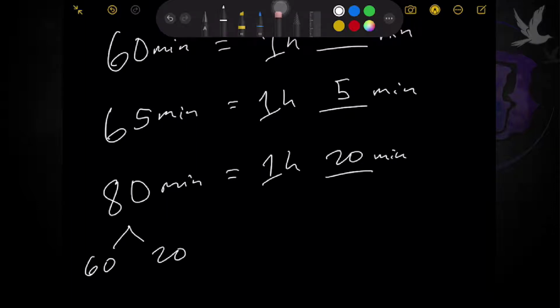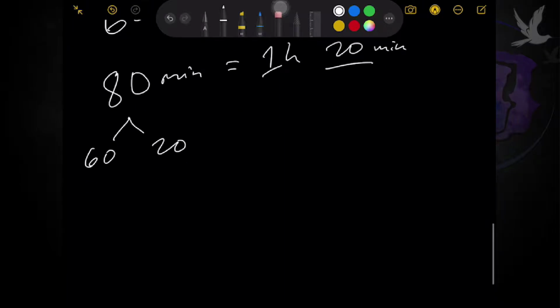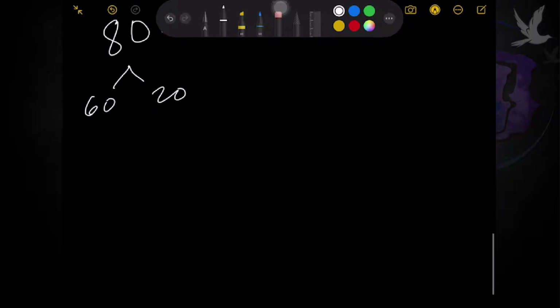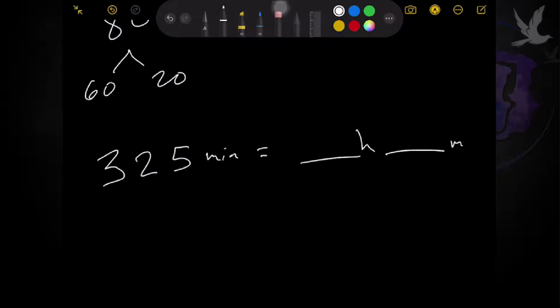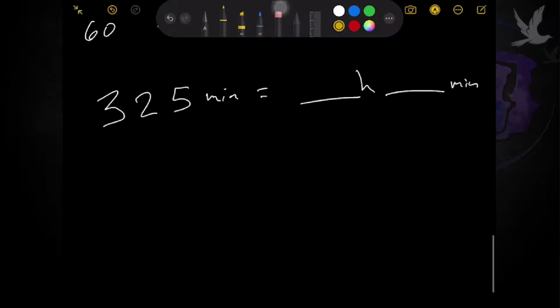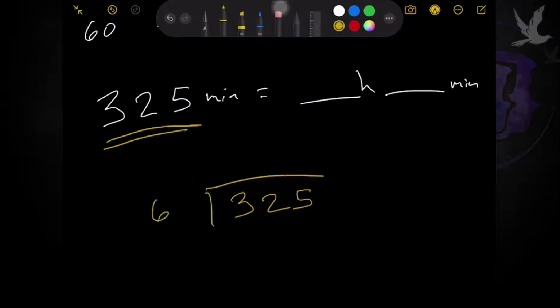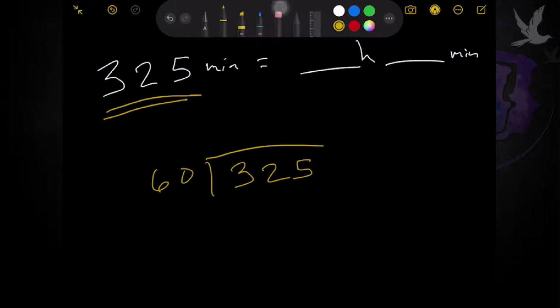So what if the number goes bigger? Same lang, i-divide nyo lang talaga yan by 60, technically. Okay? So, kunwari you have a random number which is, let's say, 325. So, 325 minutes in terms of hours and minutes, breaking it down further. So, think nyo lang kung ilang 60 ang kasya dyan. So, that's basically 325 divided by 60. You can either do it the long way or short way.